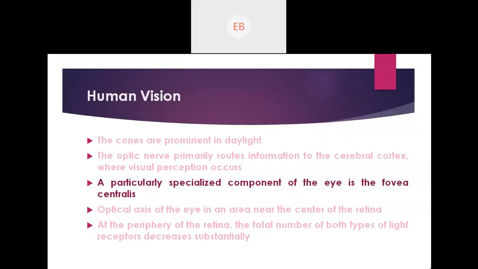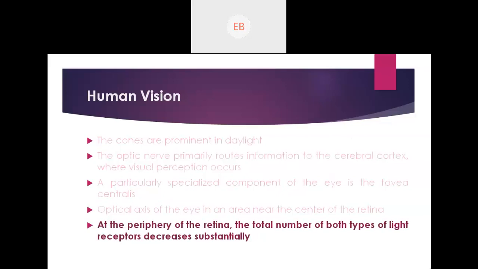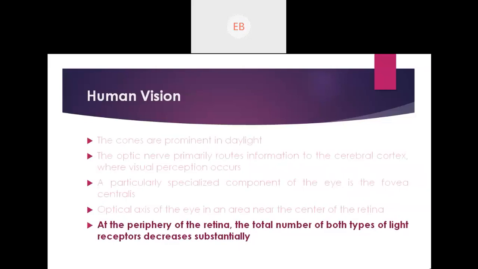This is a specialized component on the optical axis of the eye, in an area near the center of the retina. And then at the periphery of the retina, the total number of both types of light receptor decreases substantially. So these are some of the properties of human vision.